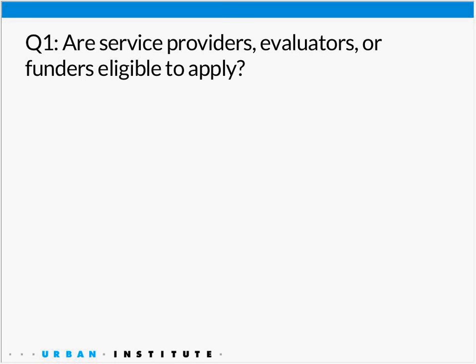Reed, one of the most common questions that we're getting is: are service providers, evaluators, or funders eligible to apply for the NOSA? Yes, thank you, Kim. These entities cannot be primary applicants.